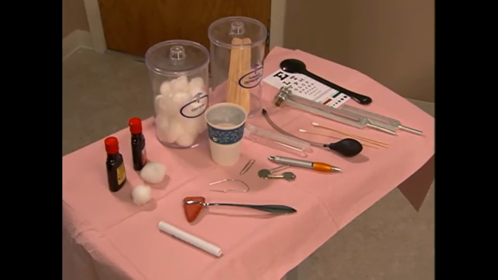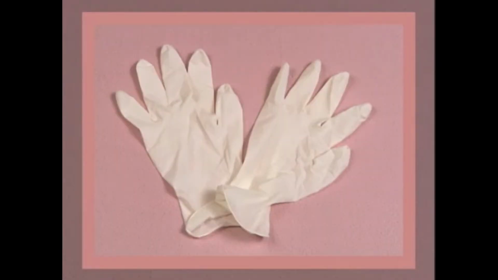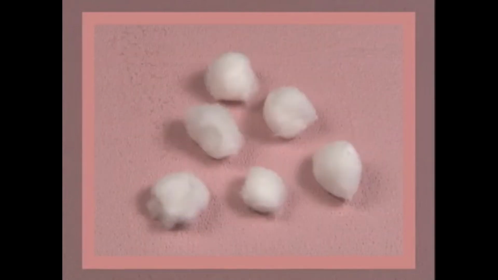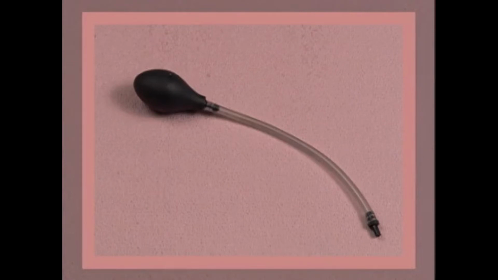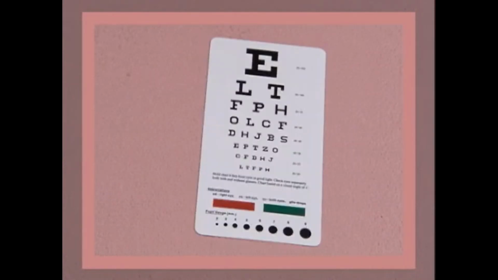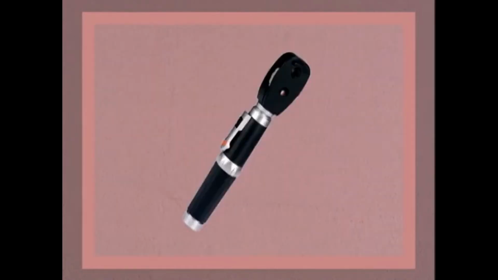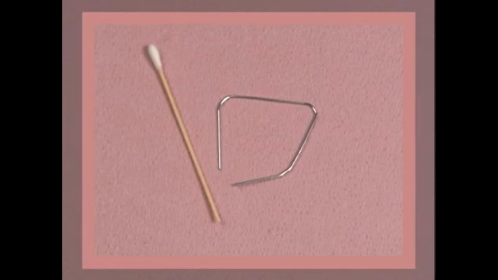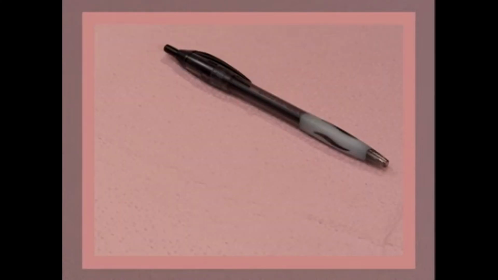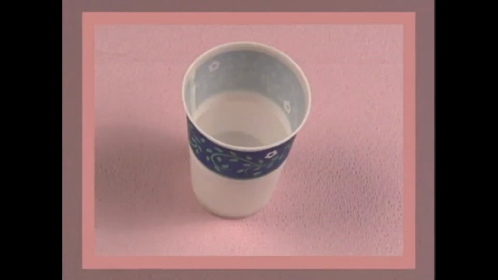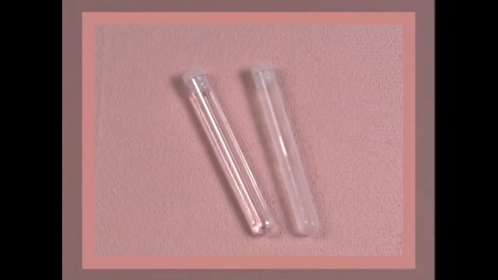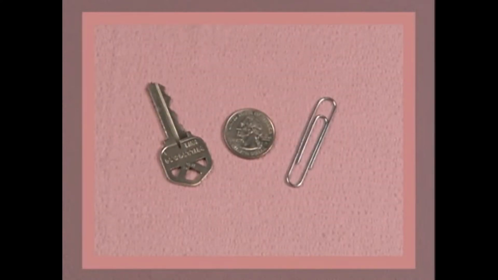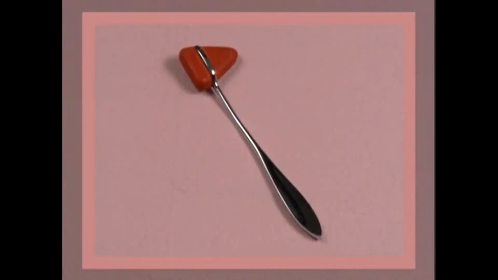Tools and supplies used during assessment of the neurological system include gloves, examination gown and drape, substances to smell such as lemon juice or vanilla, sterile cotton balls, an insufflator bulb, opaque card or eye occluder, handheld vision chart, Snellen chart, ophthalmoscope, pen light, pen or pencil, paper clips, broken cotton swabs or other pointed objects, a blunt instrument such as a retracted pen, tongue depressor, drinking cup, test tubes containing hot water and cold water or ice, a low-pitched tuning fork, objects to feel such as a large coin, paper clip or key, and a reflex or percussion hammer.